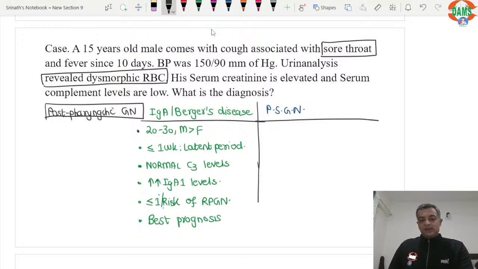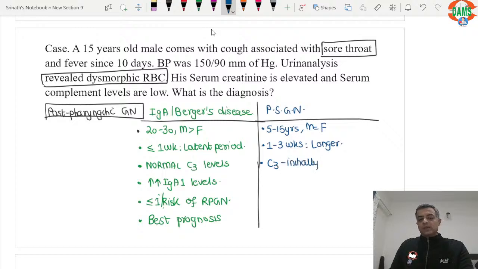But the close differential we compare is PSGN. PSGN is a disease affecting school-going children. The latent period is longer than in Berger's disease. Here, complement level is initially low, both in infective and autoimmune disease. The most common antibody is anti-DNase antibody, more than ASO positive. There is only 1 to 5% RPGN risk, so the prognosis is the second best.